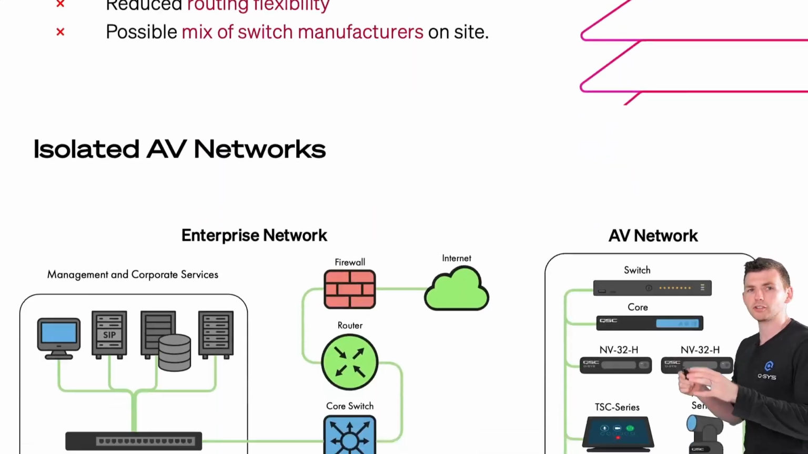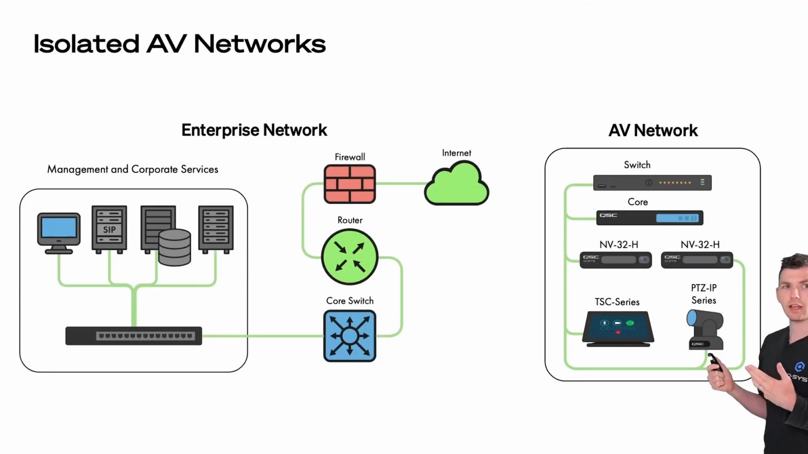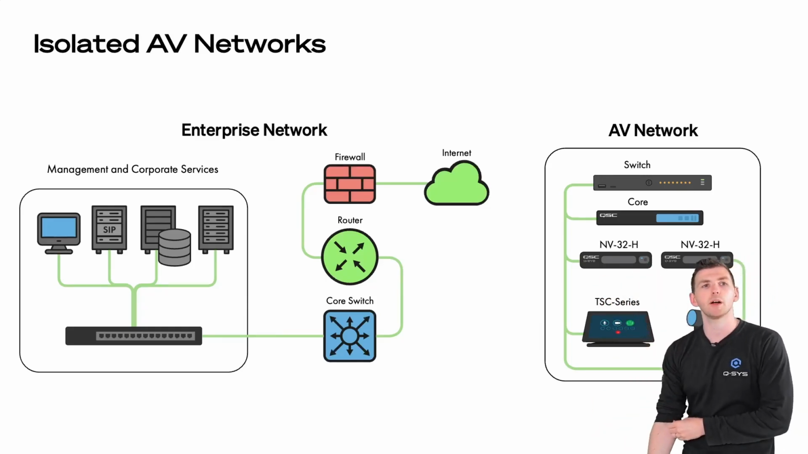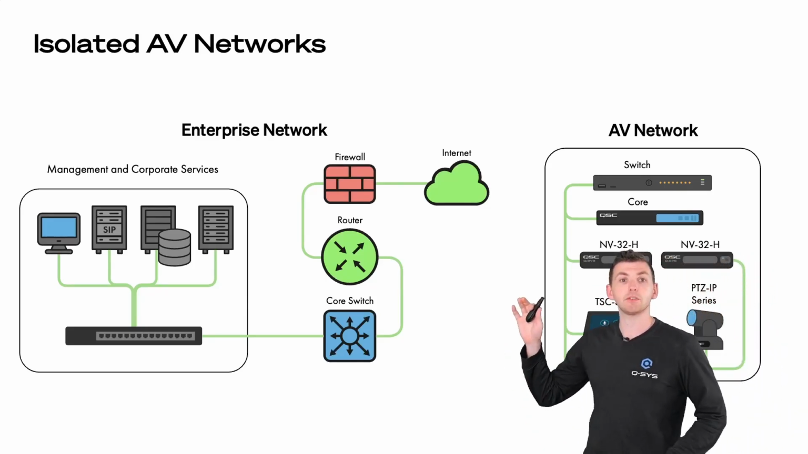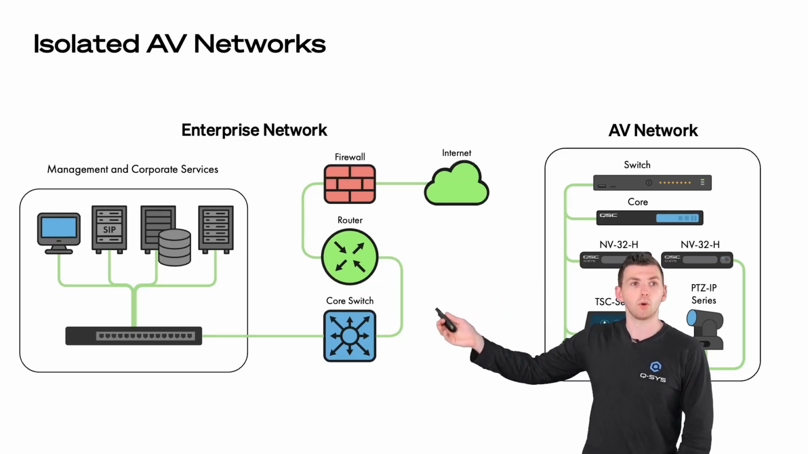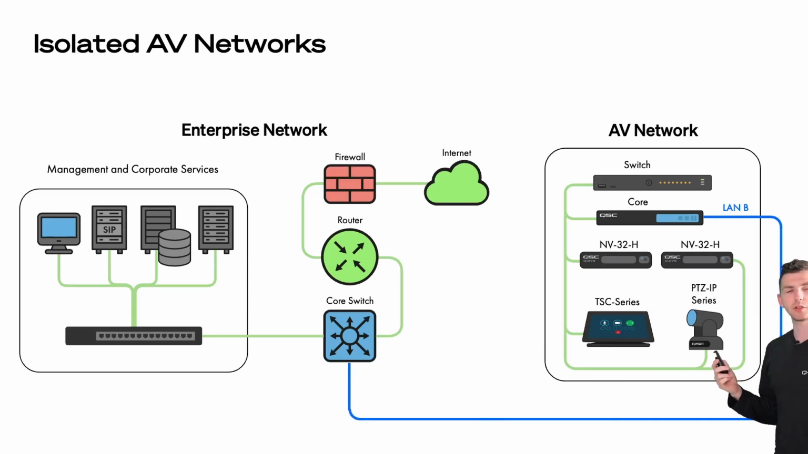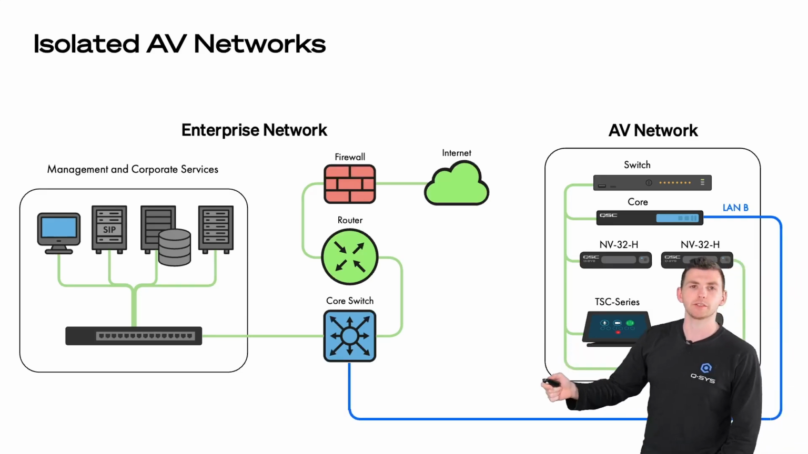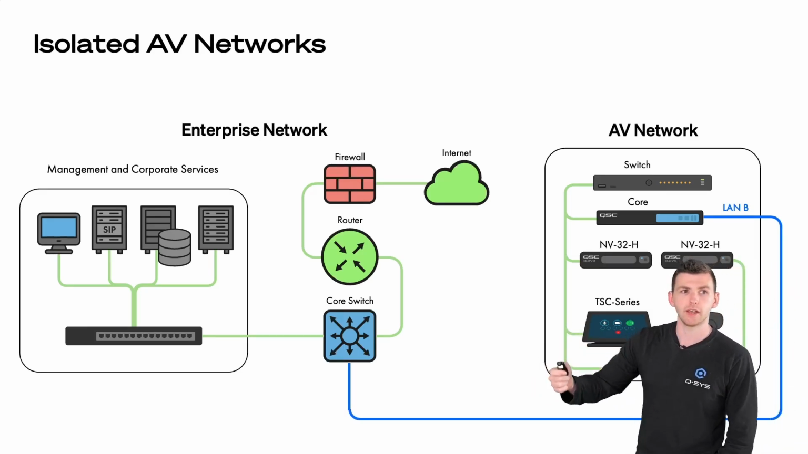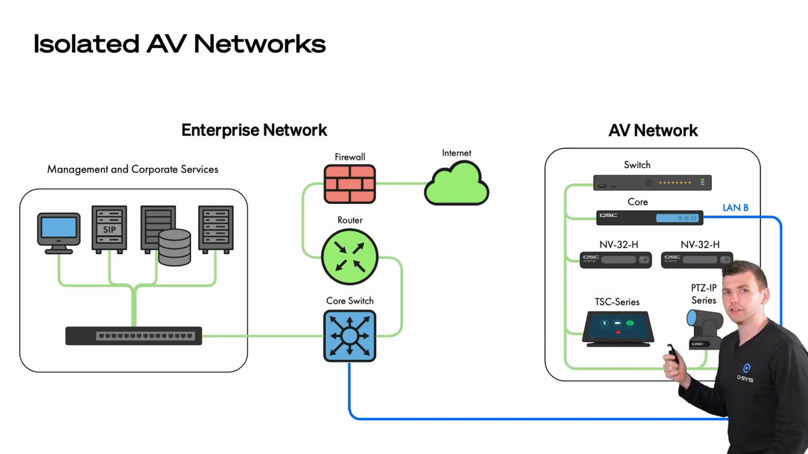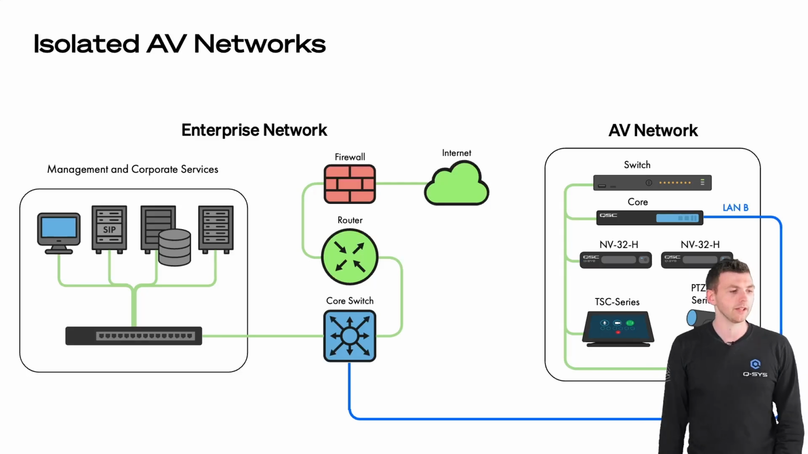And of course, what we're actually talking about physically is something like this. We've got our AV network with all our Q-SYS, and that would have Dante and other stuff as well. And then over here, independently, we've got the enterprise network where we've got all of the corporate services. And what we're talking about is taking LAN B from the core and bringing that onto the enterprise network so that it can reach internet and VoIP services and anything else, okay? But all of the AV traffic stays contained within here.